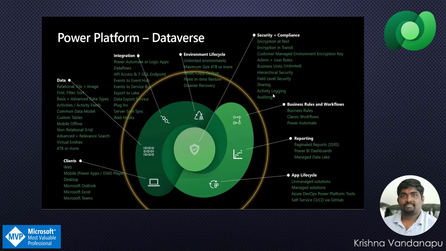Next one is Azure DevOps Power Platform tools, which is outside our syllabus of Power Platform, but the point is Dataverse supports that also. Last but not least in this slide, self-service CI/CD via GitHub. When we want to implement application lifecycle, we have to configure GitHub, which is where ALM, application lifecycle management, works seamlessly as per the configuration advised by Microsoft. Is GitHub mandatory, Krishna? Not only GitHub, I can even use Azure DevOps to proceed with the application lifecycle.